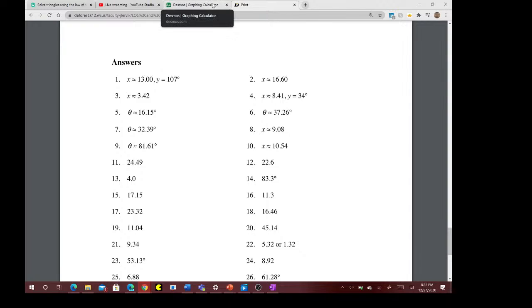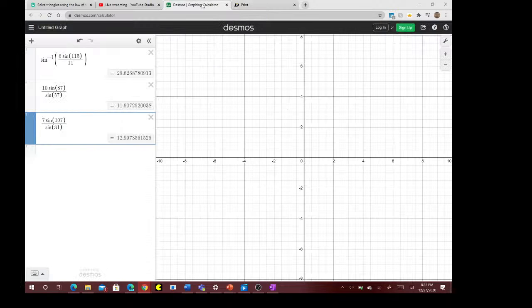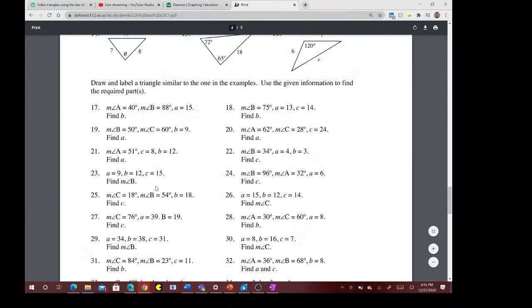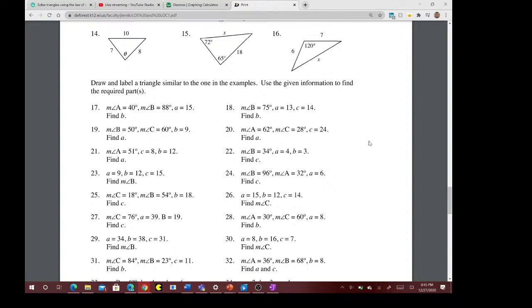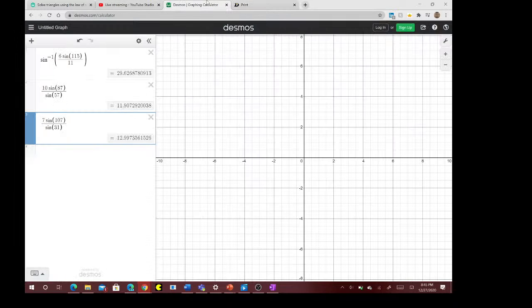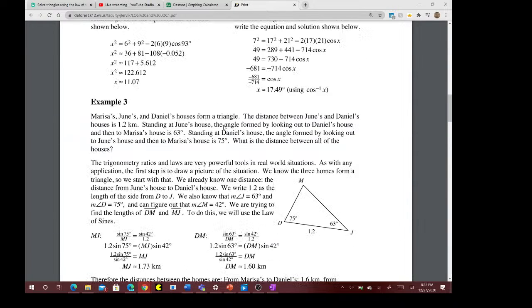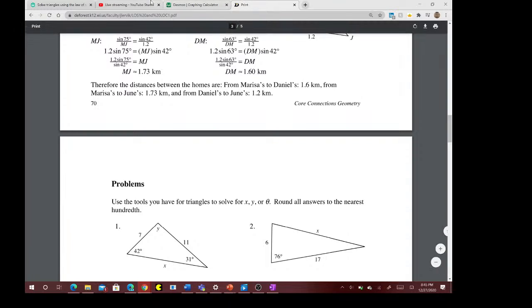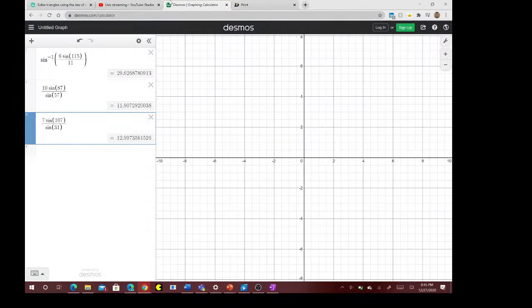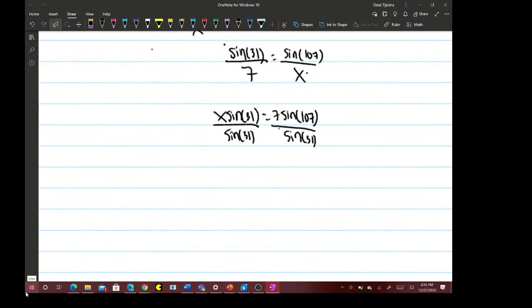Okay, so I guess it wants it rounded to the nearest hundredth, if I'm looking correctly. So the nearest hundredth is 13, so it would be 13.00. So x would be 13.00. And so that's how it would be.